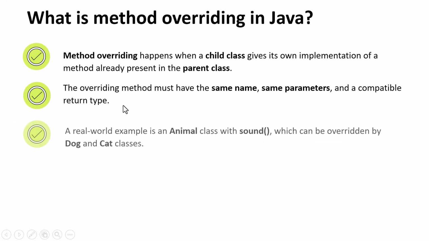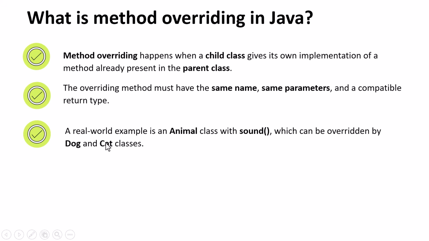A real-world example is an animal class with a method like sound. A dog class can override that method to return barking behavior, and a cat class can override it to return meowing behavior, even though both share the same method name.